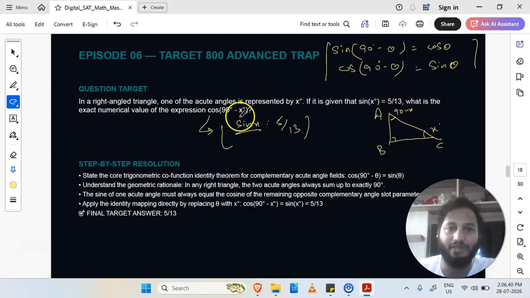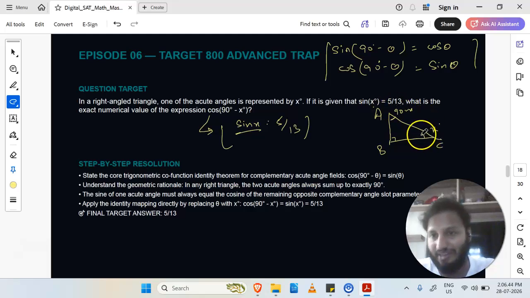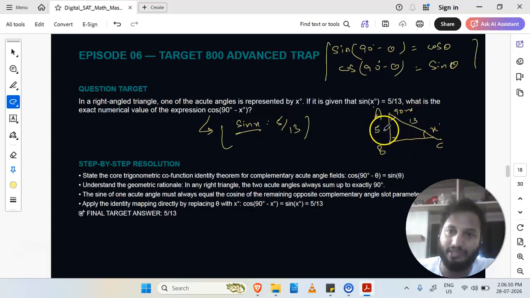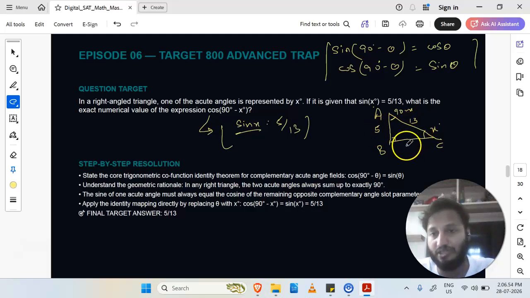Now what are they giving? Sine x is 5 by 13. What is sine? Side opposite to hypotenuse. So if you remember this thing, it's a triplet 5, 12, 13. If it's a right triangle, one of the sides is 5, hypotenuse 13. BC is supposed to be 12 because 13 squared minus 5 squared is 144, which is 12 squared.